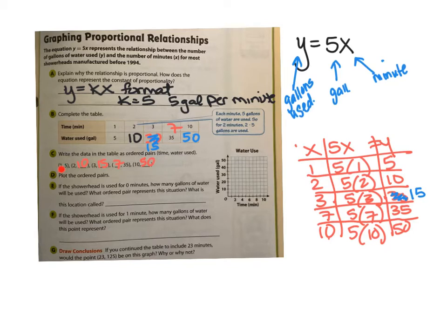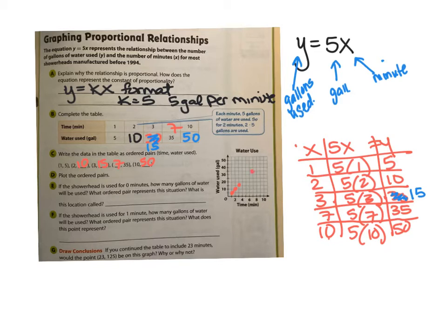This is 1 on the x, then go 5 on the y. 2 on the x, go 10 on the y. 3 on the x, go 15 on the y. 7 on the x, and go 35 on the y.